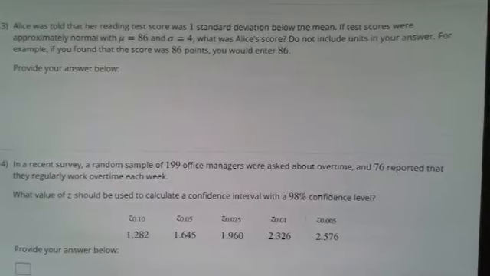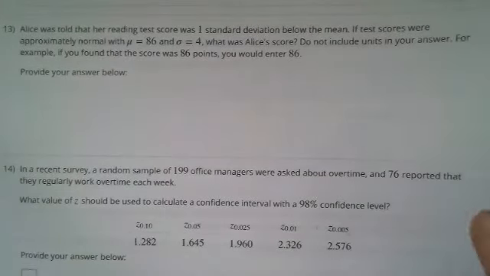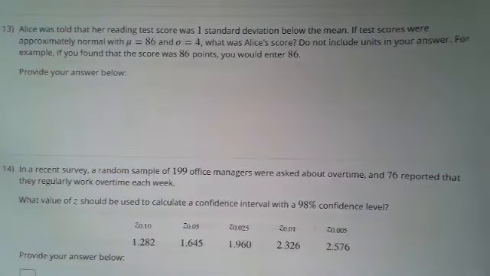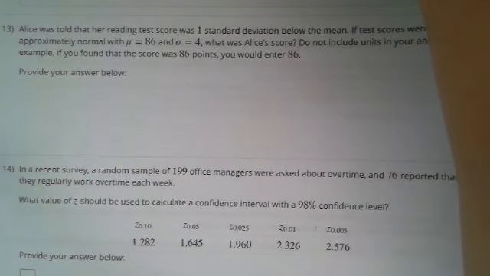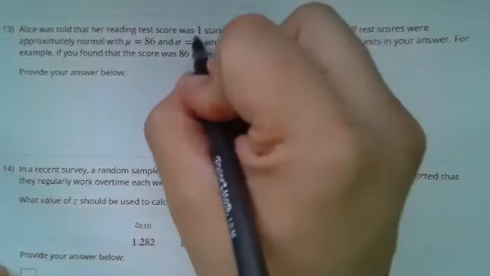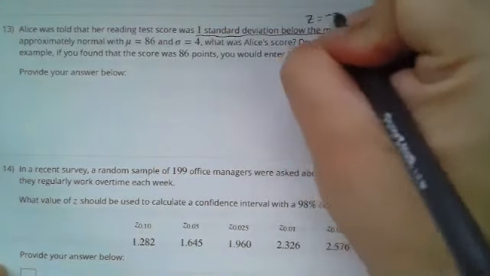Alice was told that her reading score was 1 standard deviation below the mean. So if test scores are approximately normal with mu equal to 86 and sigma equal to 4, what was Alice's score? Her reading score is 1 standard deviation below the mean. So really, that just means that it's 4 away from mu in the negative direction. When it says 1 standard deviation below the mean, that implies that the z-score is -1.